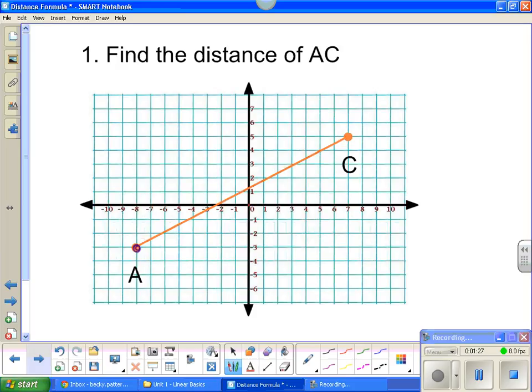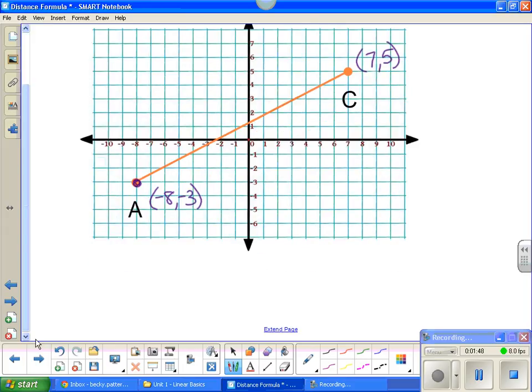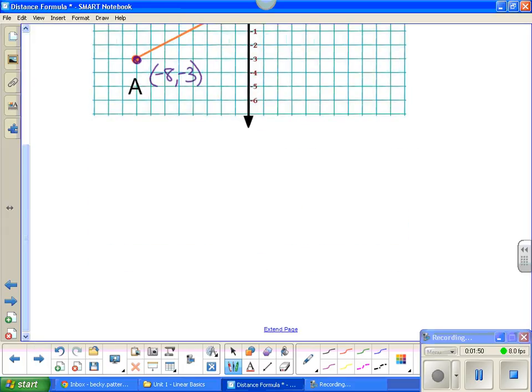So we need some points. Our point for A, remember x comes first, and x looks like it's going left 8, so negative 8. And then it looks like it's going down 3, so negative 3. C looks like it goes right 7 and up 5. So then all I have to do is plug it into my distance formula, and I'll write the formula so you can see it.